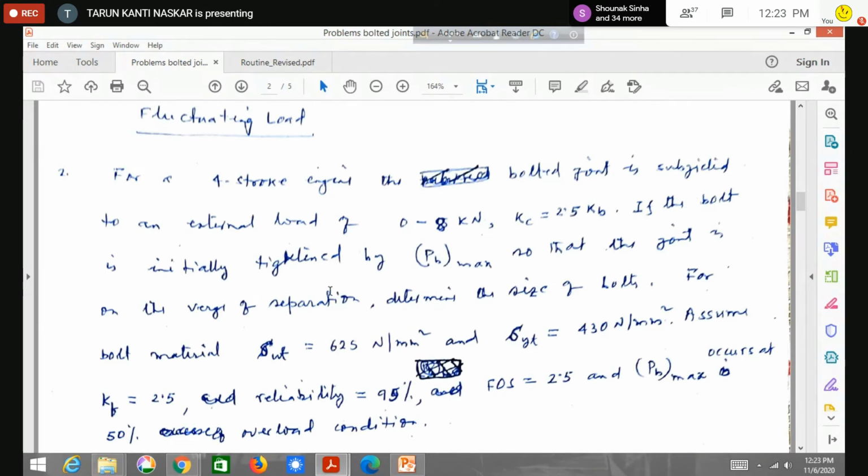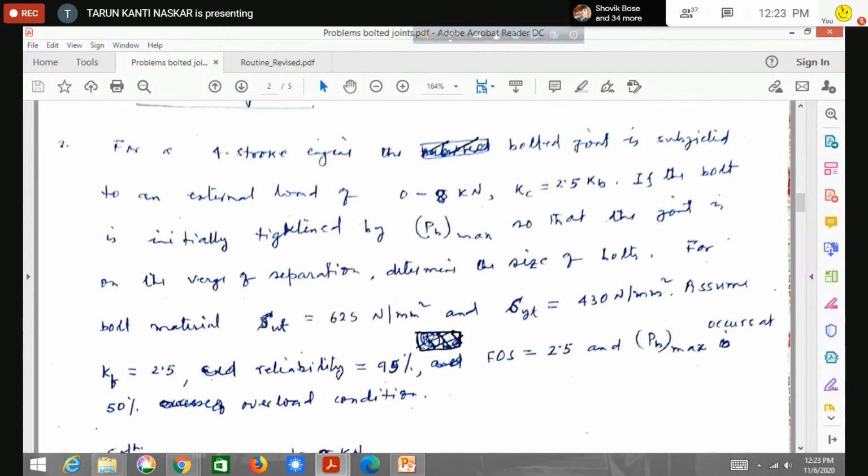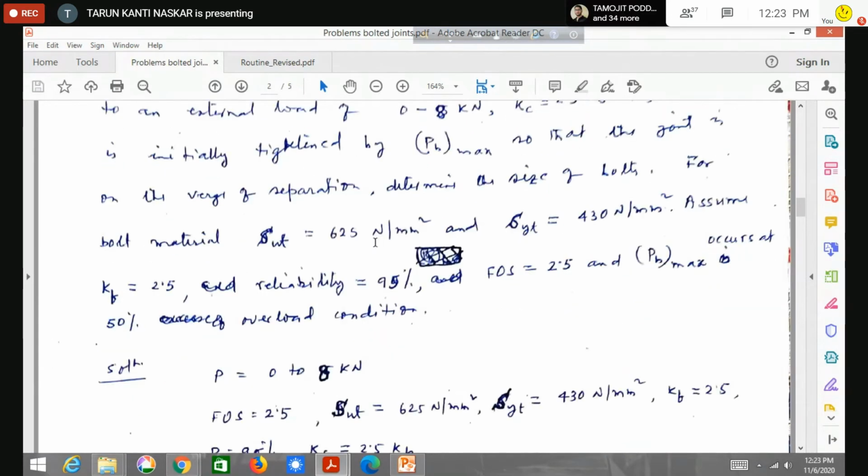If the bolt is initially tightened by Pi max so that the joint is on the verge of separation, you have already known how the separation occurs. Determine the size of bolts. For bolt material, SUT equal to 625 Newton per millimeter square, SYT equal to 430 Newton per millimeter square. Assume KF equal to 2.5, reliability 95%, FOS 2.5, and Pmax occurs at 50% overload condition.